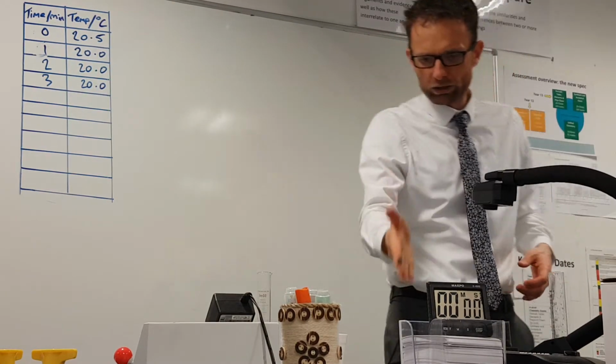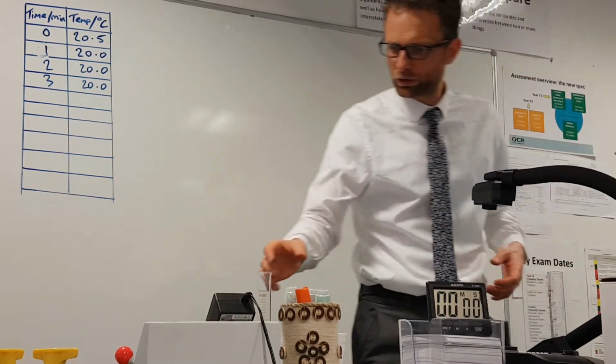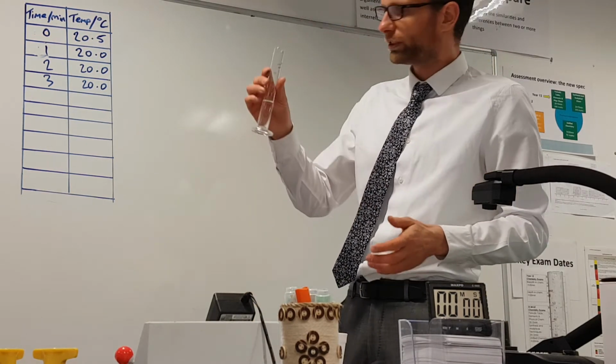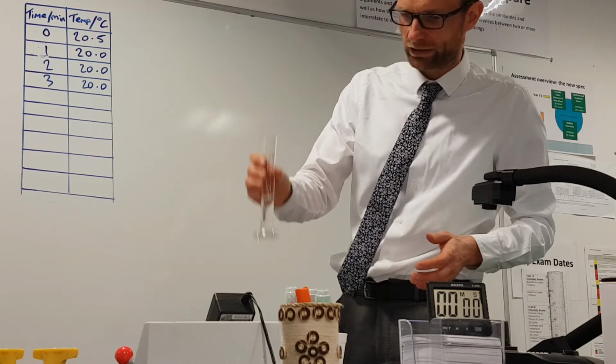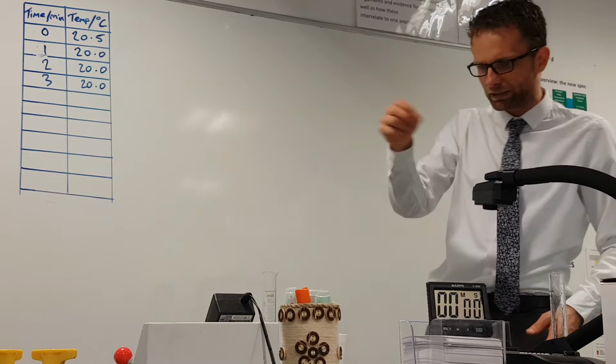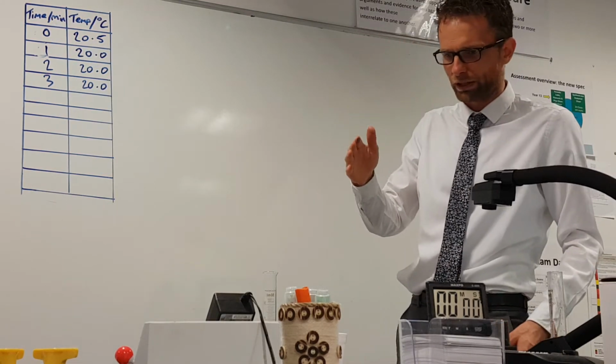Now, when the clock ticks on to 4 minutes, what you're going to do is instead of taking a measurement, you're simply going to add the other solution. So if this is HCl, you're going to add the NaOH, and you're going to simply stir it and allow the temperature to rise.